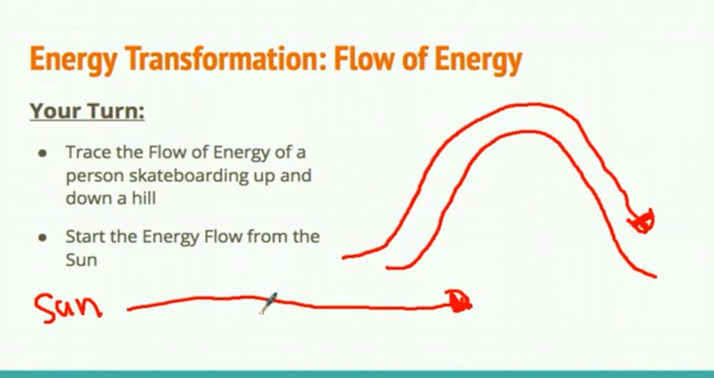I know you might have a difficult time at the very beginning of this, but we'll go over this in class together on Monday. But I want you to try, starting with the sun. So think about all the different forms of energy that we've talked about. Starting with the sun, how does that energy transform from the sun to the skateboard going up and down the hill? Okay? All right. Congratulations. You're done with these sets of notes.